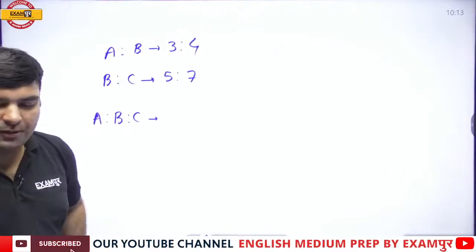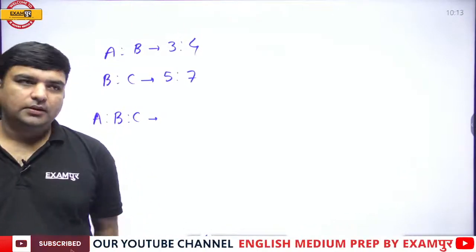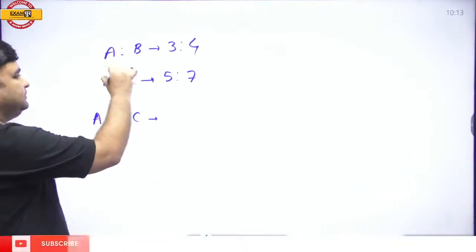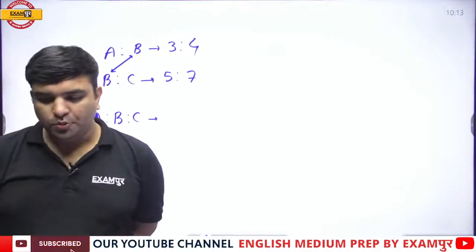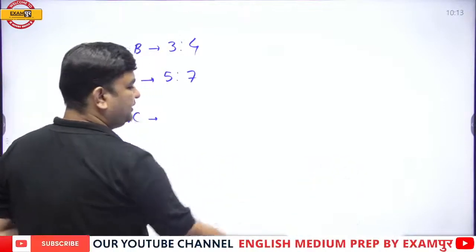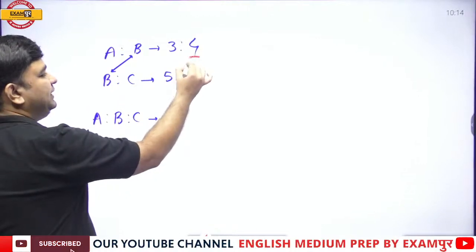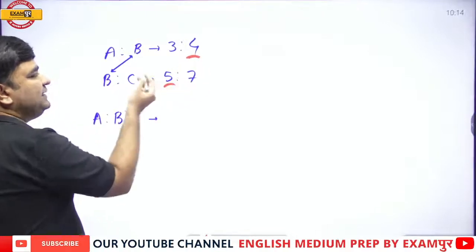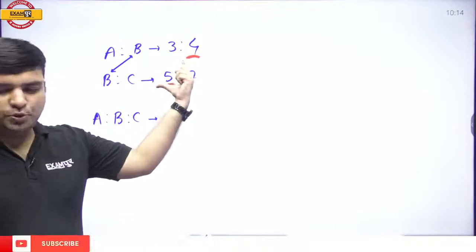Guys, could you connect the ratios? Yeah, you can connect the ratios because there is a connecting link. B is common to both. If B is common to both, we can connect the ratios. But the new thing is that if the connecting link is there, its value should also be same. Obviously, this is the bridge. So its value should also be same.